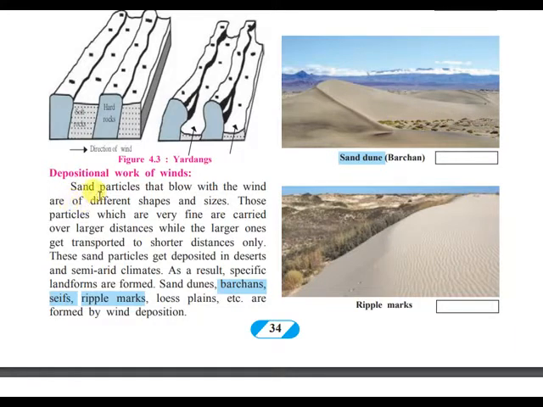See here, sand particles that blow with the wind are of different shapes and sizes. Yes, these particles which are very fine are carried over large distances, while the larger ones get transported to shorter distances only. So these four lines are very important. This particular line is very important. See here, those particles which are very fine are carried over larger distances.